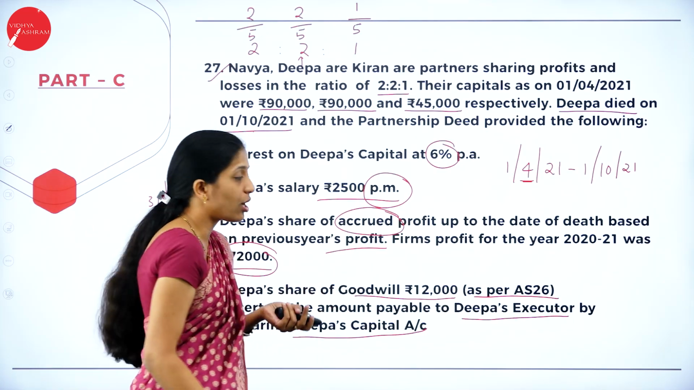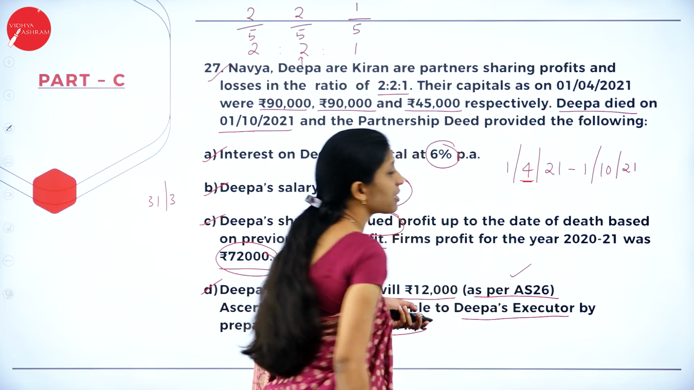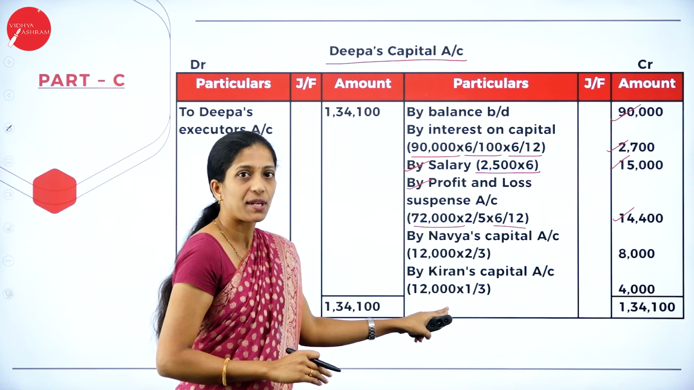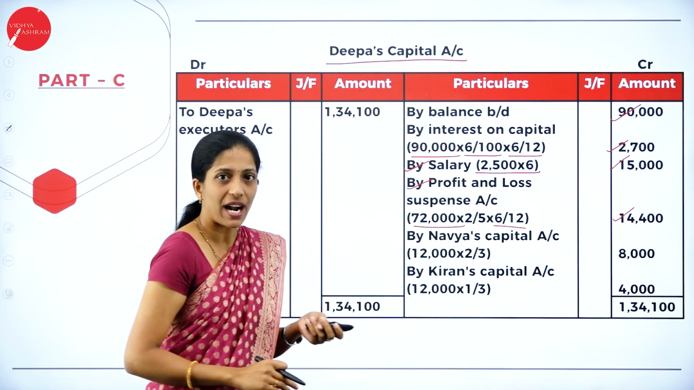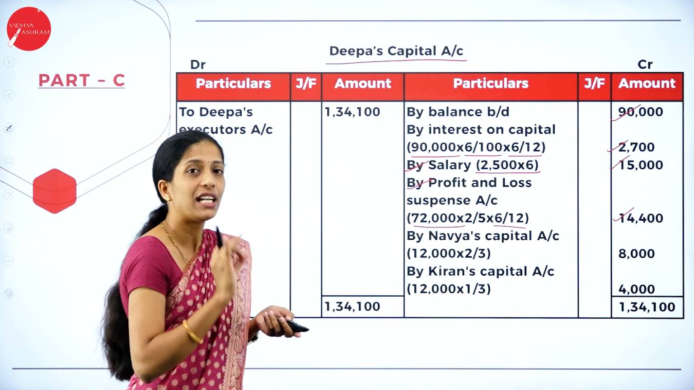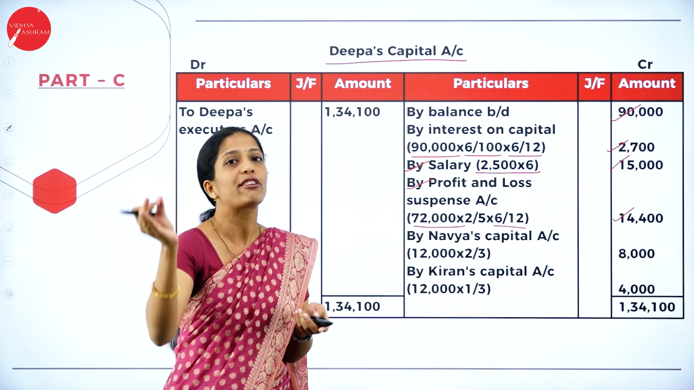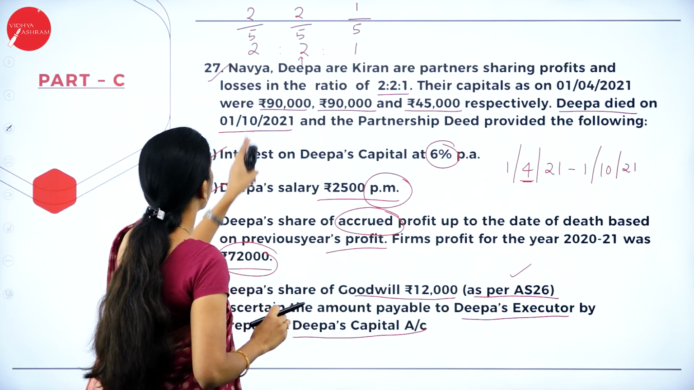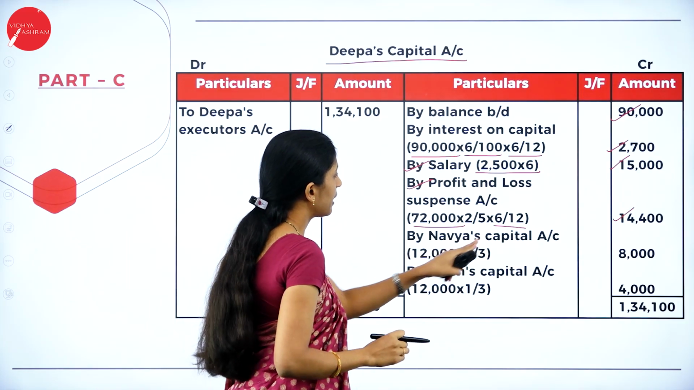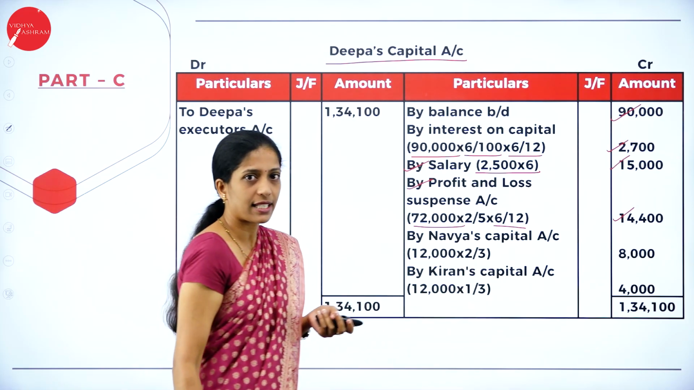So goodwill based on accounting standard 26. So what is the entry? So your entry will be remaining partners capital account debit to deceased partner's capital account. Now here they have clearly given her share of goodwill. Distribute that goodwill directly to the remaining partner. So who are the remaining partner? Navya and Kiran. So by Navya's capital account, by Kiran's capital account.